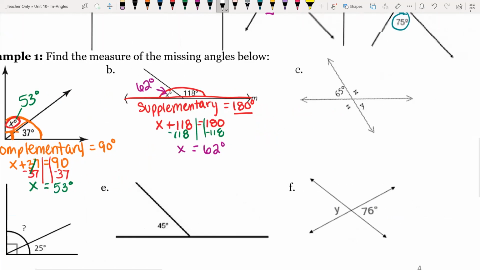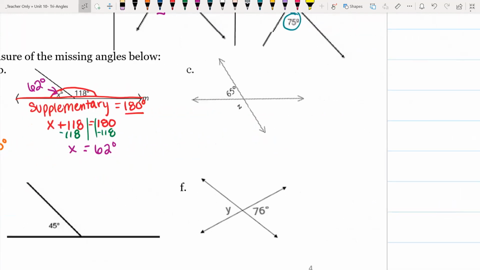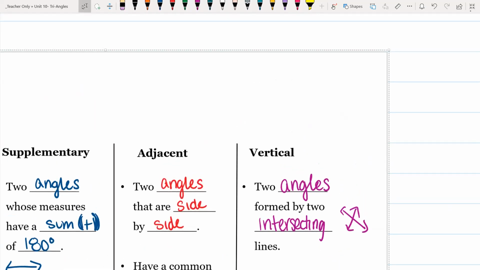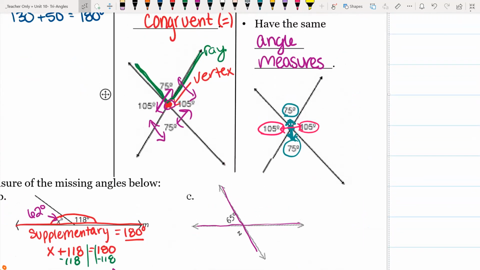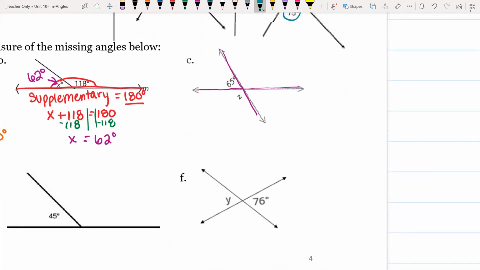Okay. So looking at this one, you are looking at C, you have these two angles. Okay, they're bound by intersecting lines. So that kind of helps us narrow it down a little bit. It could be adjacent or vertical. But are they directly across from each other, or are they right next to each other? Well, they are right next to each other, right? So that means that they are adjacent, which doesn't really help us because they could be congruent or not.